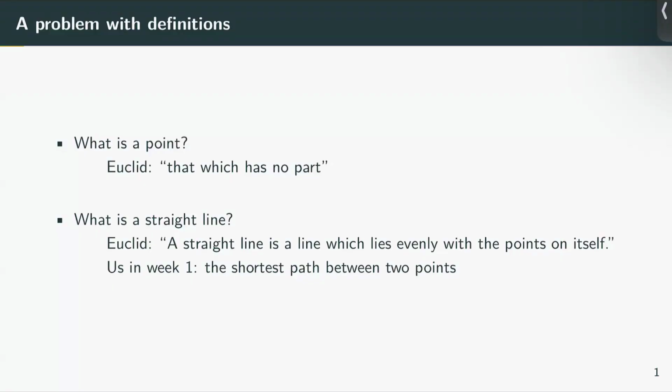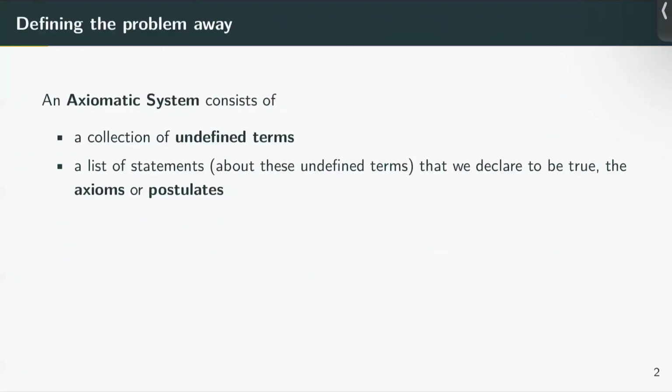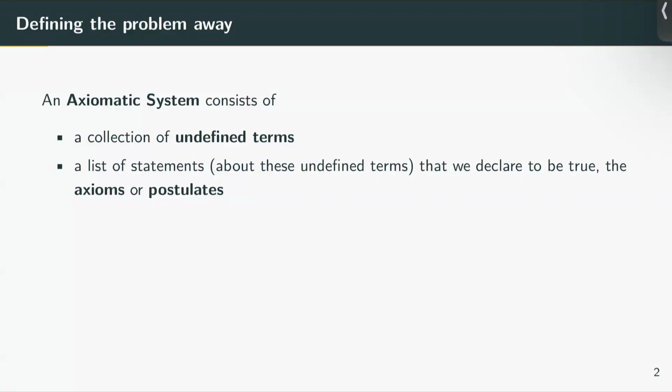Okay, so what can we do? We can do a classic mathematical trick, which is we're going to define the problem away. And we're going to encapsulate the problem. And then once we have it encapsulated, we're going to work with it in a broader context. So here we're going to say an axiomatic system consists of a collection of undefined terms. Now the reason we're doing this is we're going to want to make a point and a line to be undefined terms, and then make sense out of what happens with that. Then we're going to have a list of what we call either axioms or postulates. These are going to be statements about the undefined terms that we're going to take to be true basically by definition. We're going to declare these statements to be true within our axiomatic system.